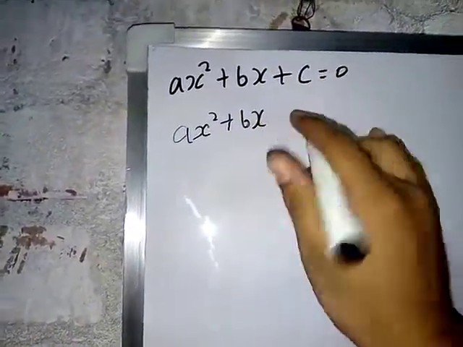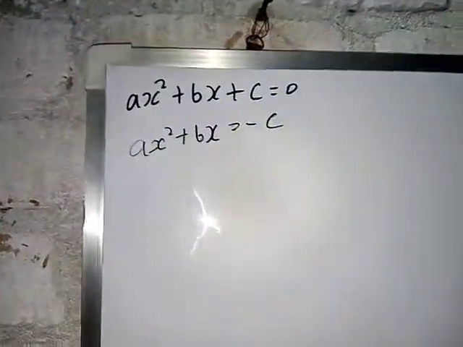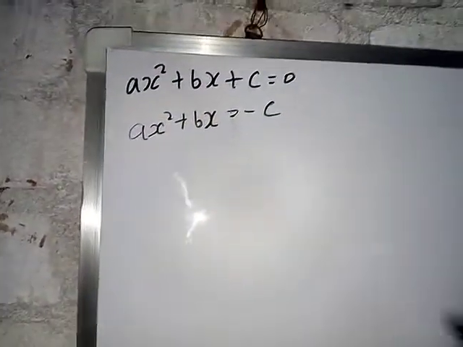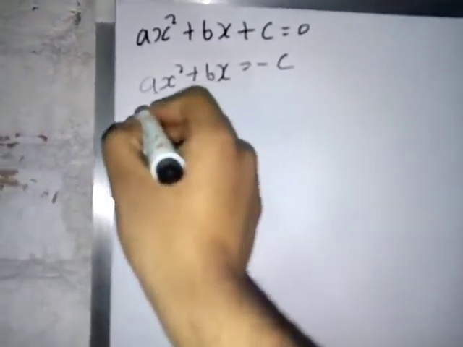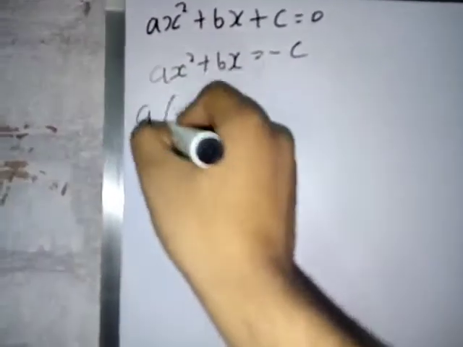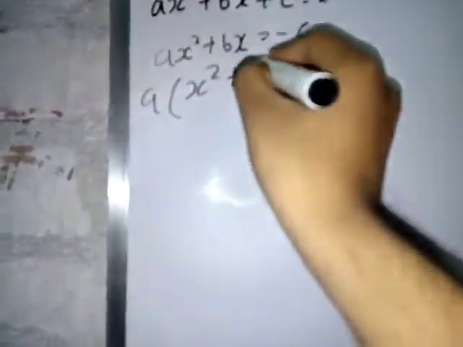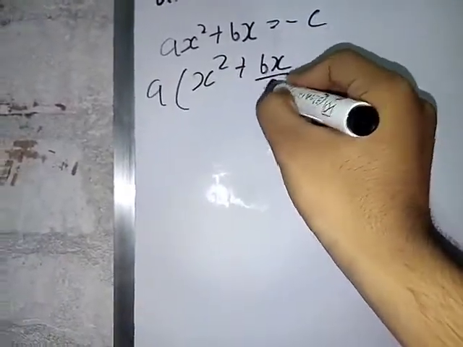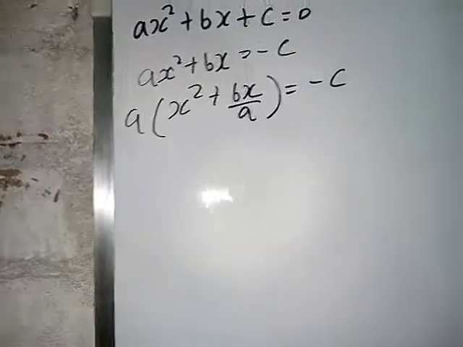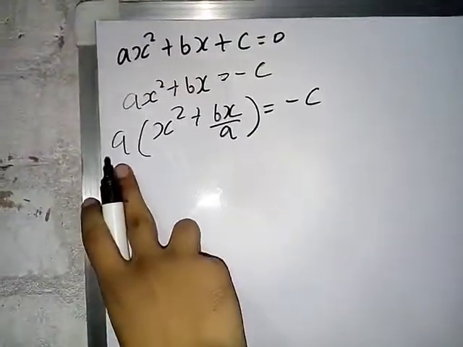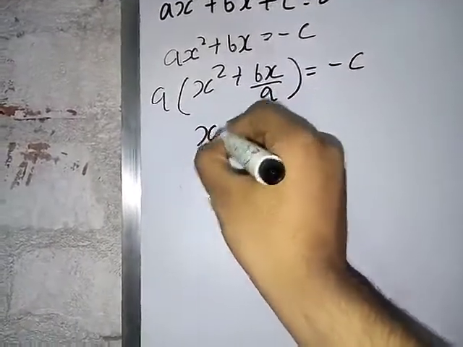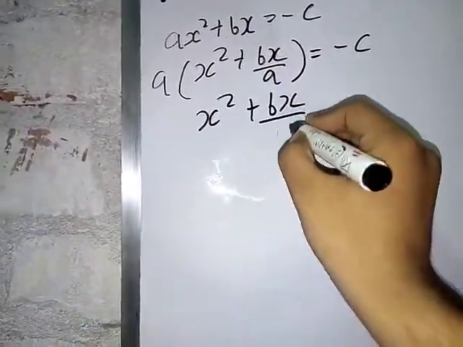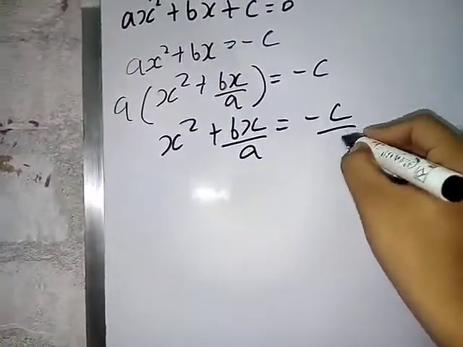ax square plus bx is equal to minus c. Am I right? Yes, I can write it. So I am going to take a as common. So what would we get? bx upon a is equal to minus c, and I am going to divide this by a. Then we would get bx upon a equal to minus c upon a.